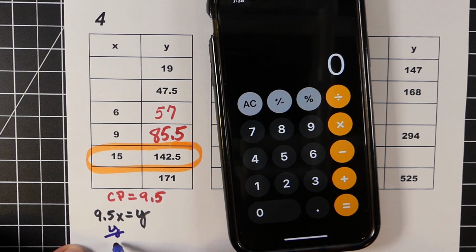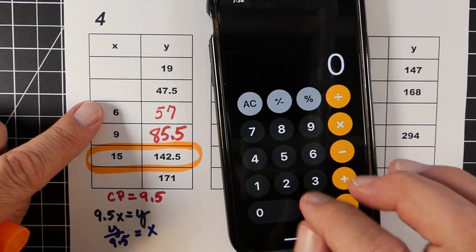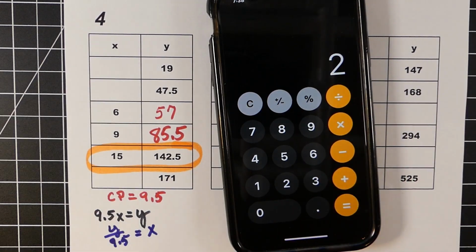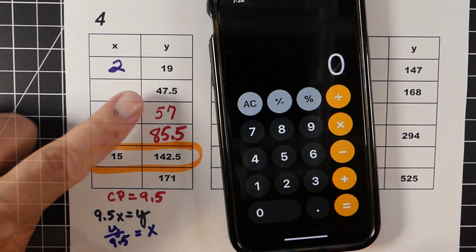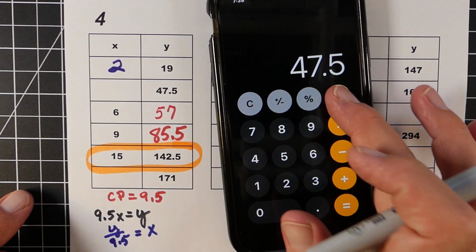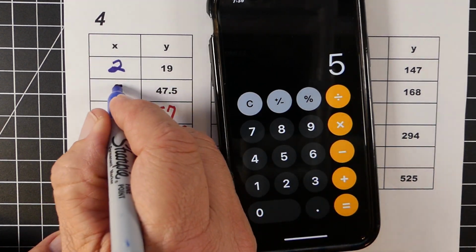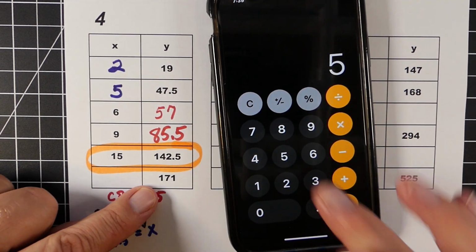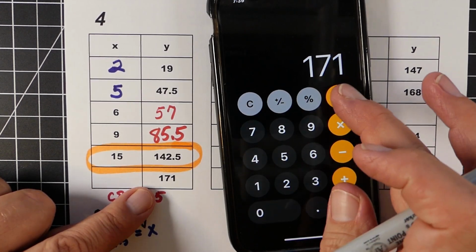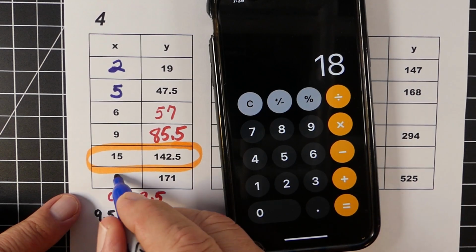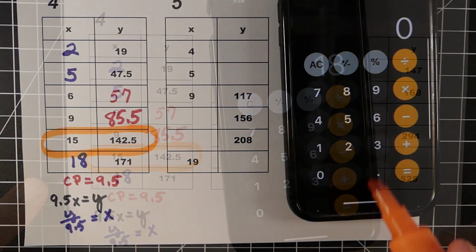Now, if we're trying to find x, which is what's missing now, we've got 3 missing x's. We're going to take whatever y is divided by that constant, and that will give us our answers. So in the first one here, you can see that we're going to end up with 2. The next one, we're going to be taking 47.5 divided by 9.5, and that's going to give us 5. And then we get to the last one, we're taking whatever y is, 171, divided by that constant of 9.5, and that gives us our answer of 18. So we filled in that entire table.